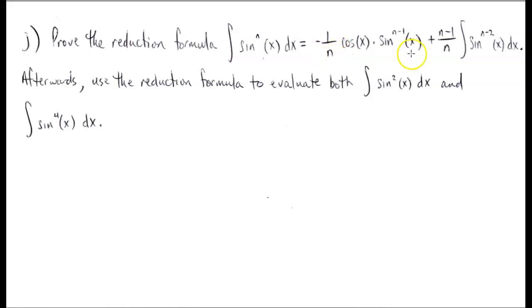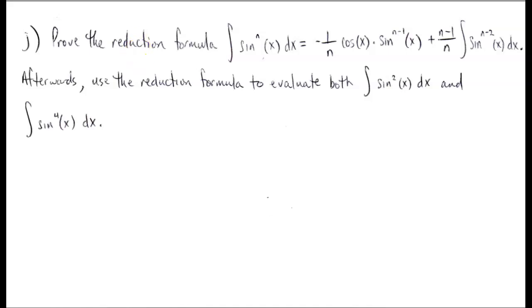And we see that it's this formula here, and what we want to do is prove that this formula is actually that. And then we want to use it to figure out what the antiderivative of sine squared x is, and what the antiderivative of sine raised to the fourth x is.